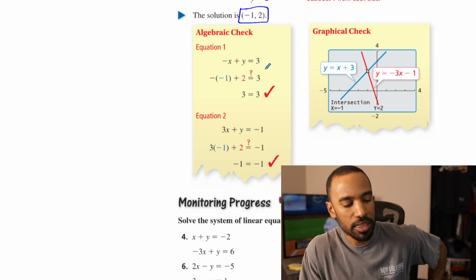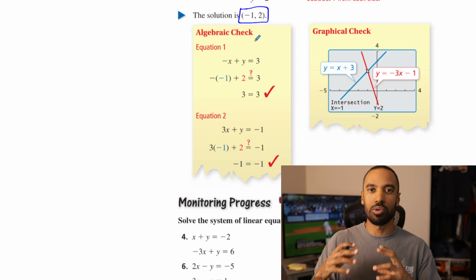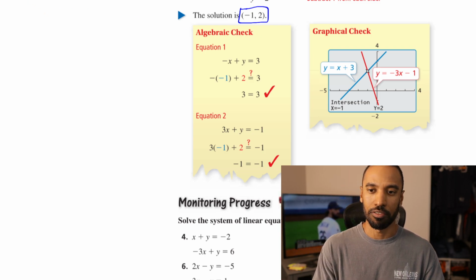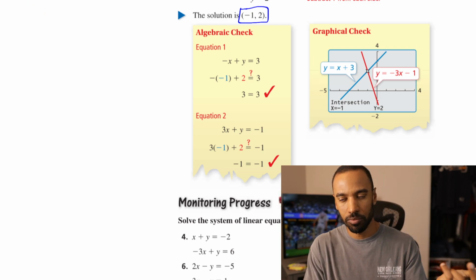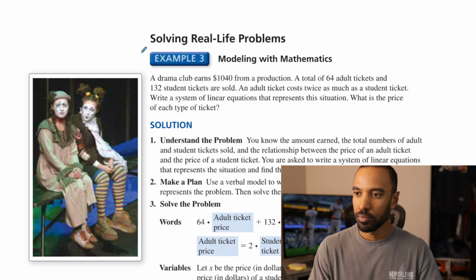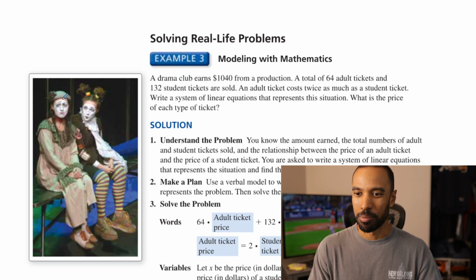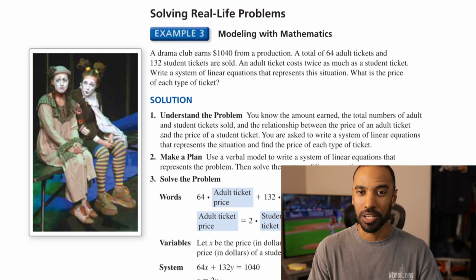So guys, substitution method's all about taking an expression, substituting for your variable in something that's equivalent to it, and then solving for the other variable and using that solution to solve for the first variable. All right, solving real life problems. Yeah, they have real life problems, I'll tell you what.